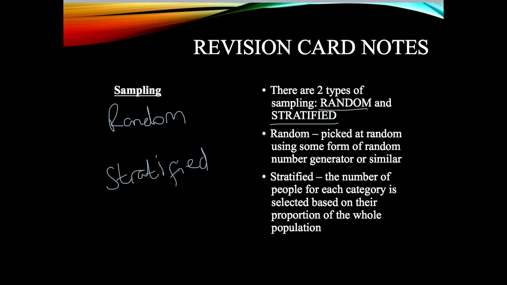Random, they're the ones that are just literally picked at random using some sort of random number generator. And stratified, these are ones that are being selected based on the proportion that they are from the whole population. So we're keeping it very much representative. Okay, and that was a key word that I wrote down at the end, representative.